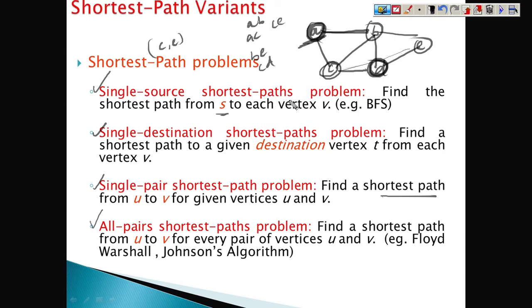And for this, various algorithms are available. For example, we have the Floyd-Warshall algorithm to find the all pair shortest path. We have Johnson's algorithm as well. These are popular algorithms which are used to solve the all pair shortest path problem.